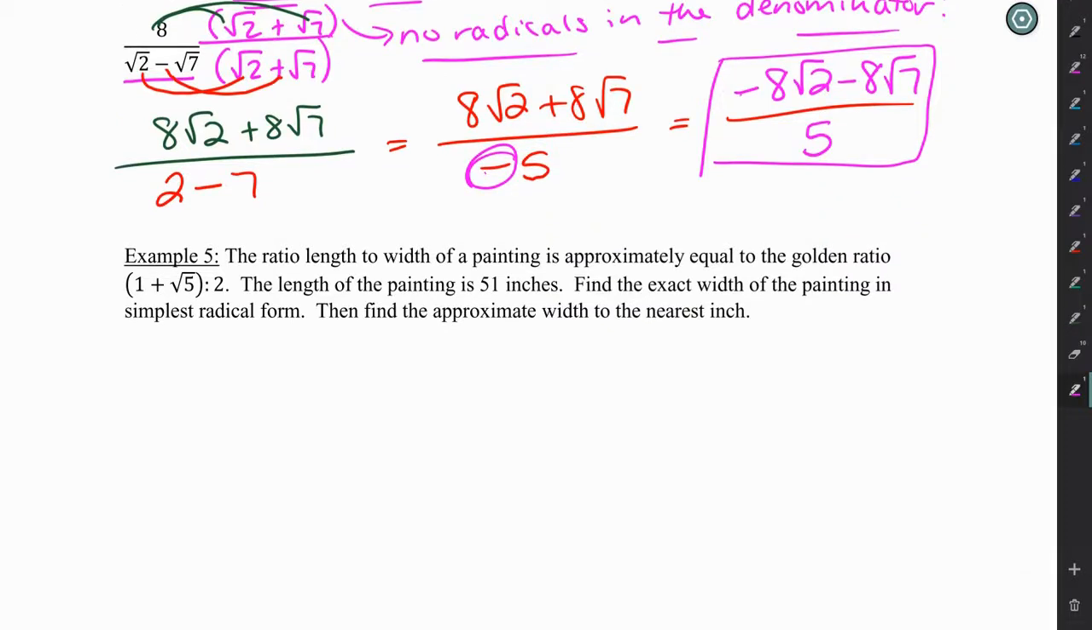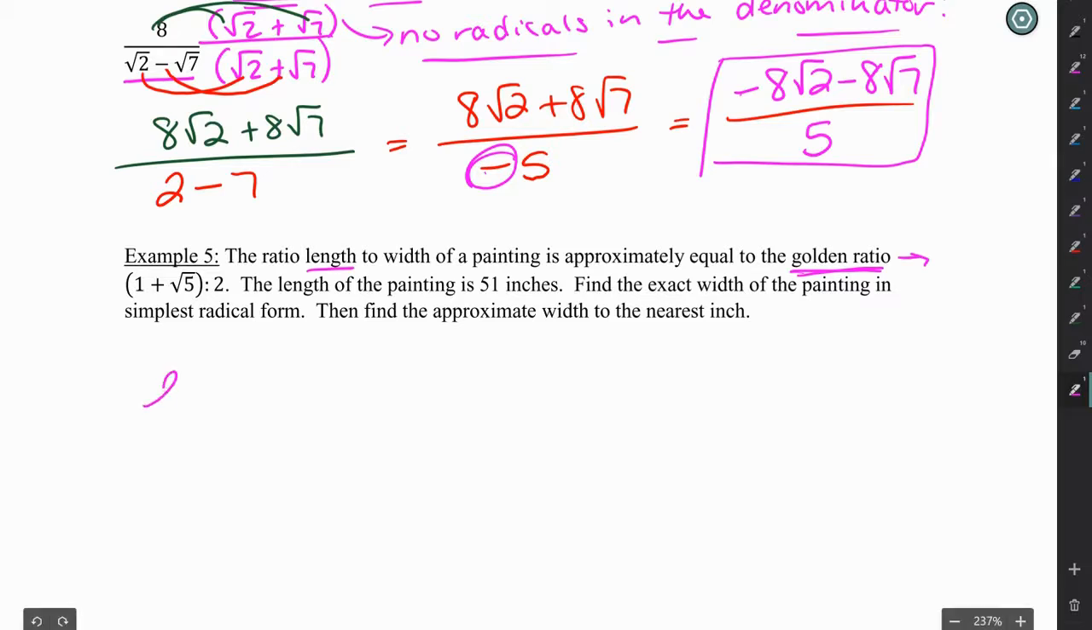The ratio of length to width of a painting is approximately equal to the golden ratio, 1 plus root 5 to 2. For an interesting little thing, look up the golden ratio, and you'll find some really cool stuff there. The length of the painting is 51 inches. Find the exact width of the painting in simplest radical form, then approximate the width to the nearest inch.